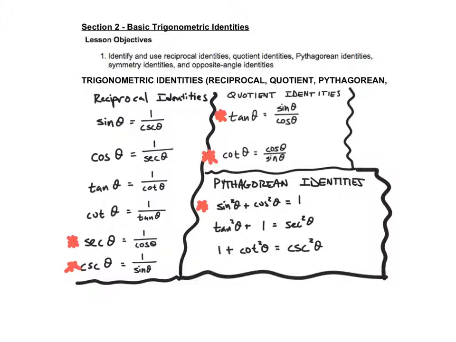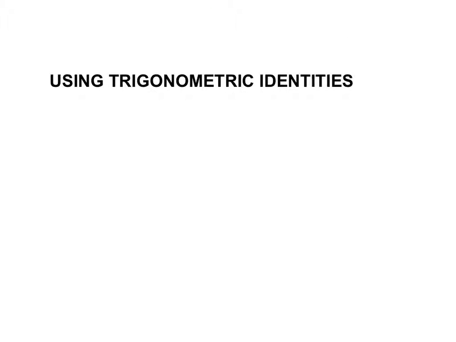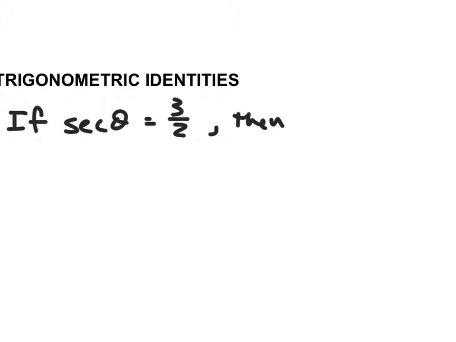So what I want to do in this next section down here is use the trigonometric identities. I have this first problem here that I want you to write down. I'll also do part A: if secant of theta is equal to 3/2, then cosine of theta equals what?